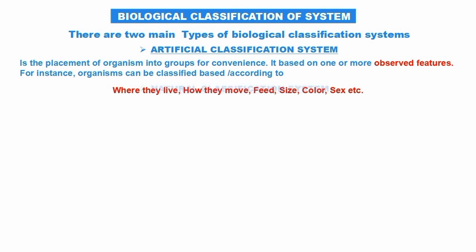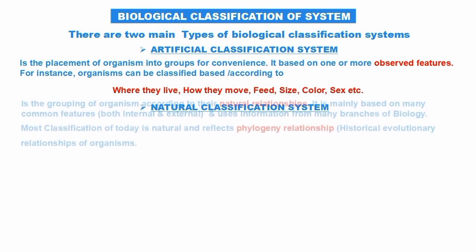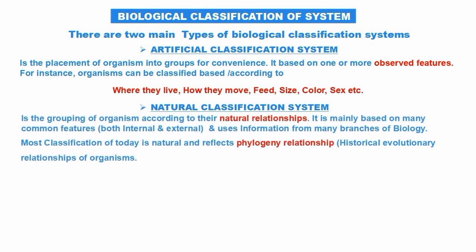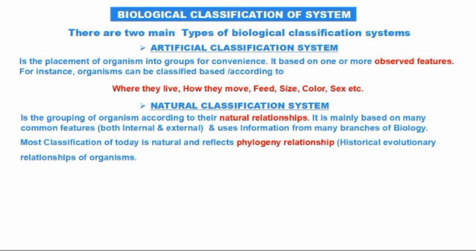The natural classification system is the grouping of organisms according to their natural relationships. It is mainly based on many common features, both internal and external, and uses information from many branches of biology. Most classification today is natural and reflects phylogenetic relationships, which means the historical evolutionary relationships of organisms.